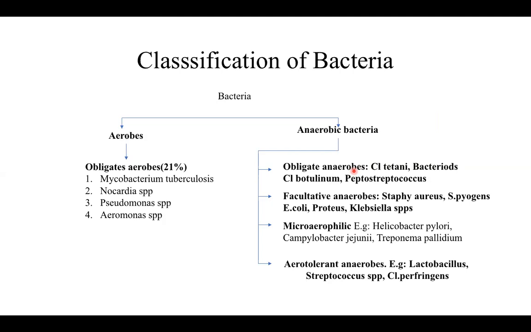What are aerotolerant anaerobes? These are the bacteria which do not require oxygen for their growth, but the presence of oxygen will not hamper their growth. They do not use the oxygen. If it is present, they can grow in the presence of oxygen, but they do not utilize it for their growth. Some types of bacteria are known as aerotolerant bacteria. Examples are Lactobacillus, Streptococcus species, Clostridium perfringens, or Clostridium histolyticum.